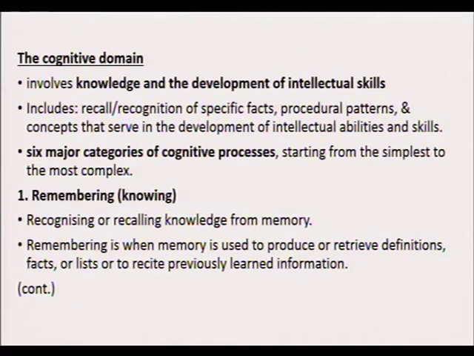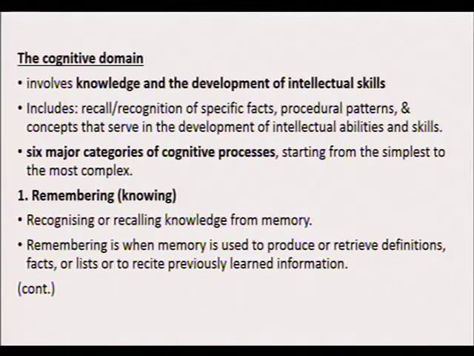When we think about our thinking processes and learning, the cognitive domain is a very important aspect that we need to look at. This domain involves knowledge and the development of intellectual skills. It includes the recall or recognition of specific facts, procedural patterns and concepts that serve in the development of intellectual abilities and skills. There are 6 specific categories of cognitive processes that we are going to concentrate on, and they start from the simplest to the most complex.